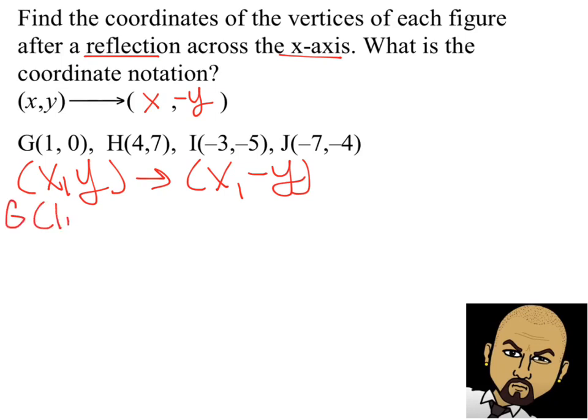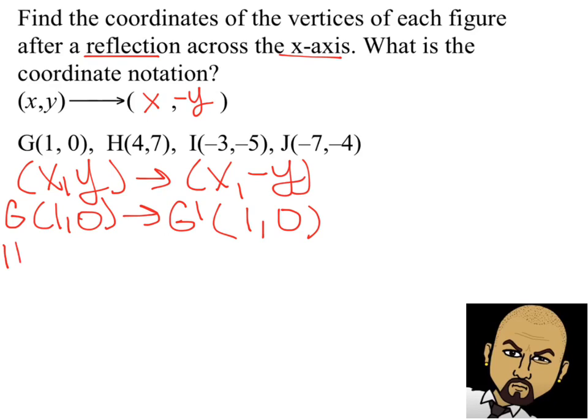All right, so let's go ahead and start with vertex G, which is the ordered pair (1, 0). Reflection across the x-axis, the x value is going to stay the same, so the x value is 1. And then the y value is going to become the opposite. And the opposite of 0, as we all know, is 0, because 0 is neither positive nor negative.